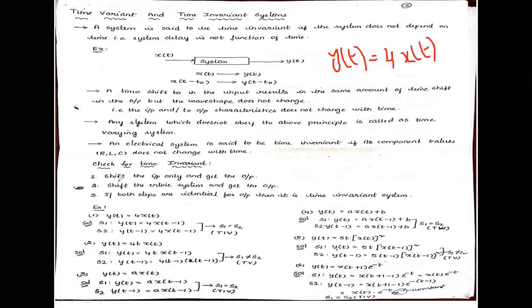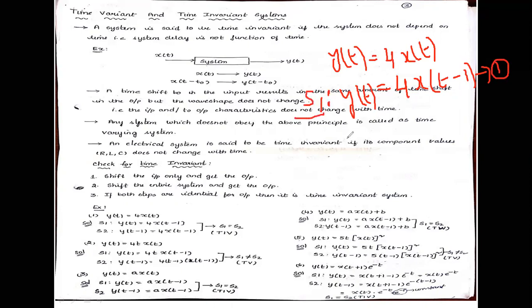Now, what is the first step? Shift the input only and get the output. So I am taking a shift of 1 sample on the input side, x of t minus 1. Then y of t is equal to 4 into x of t minus 1. This is equation 1, or we can call it step 1.